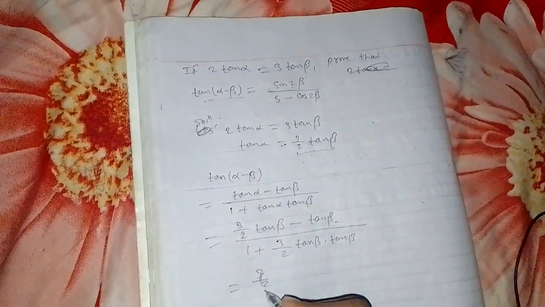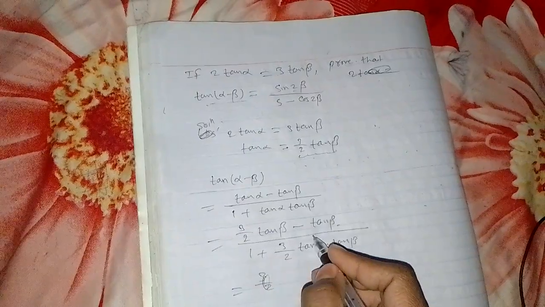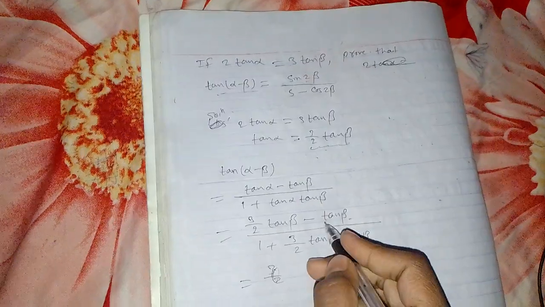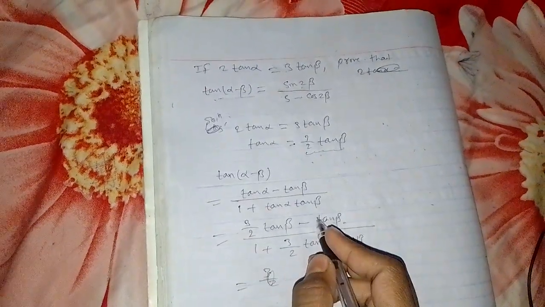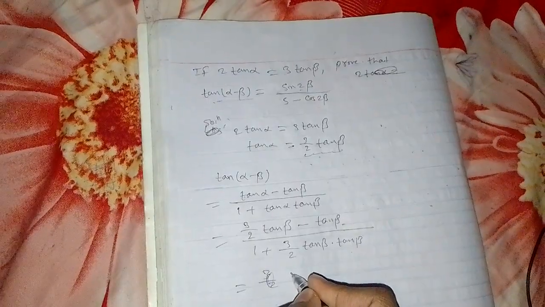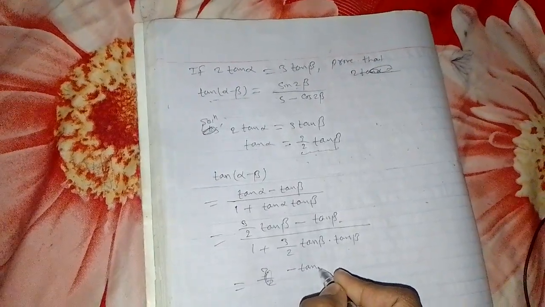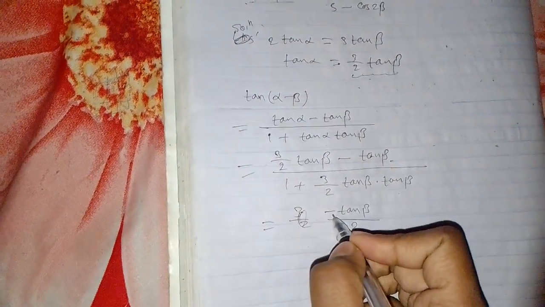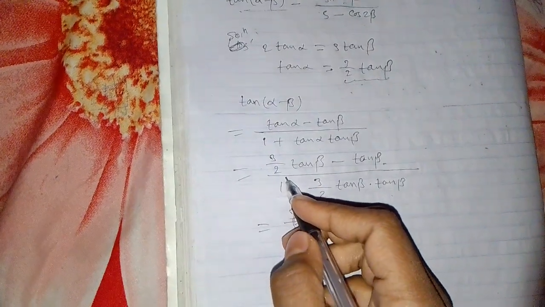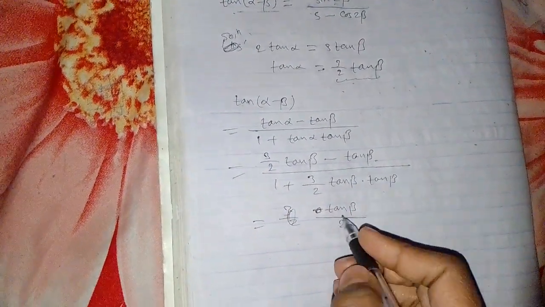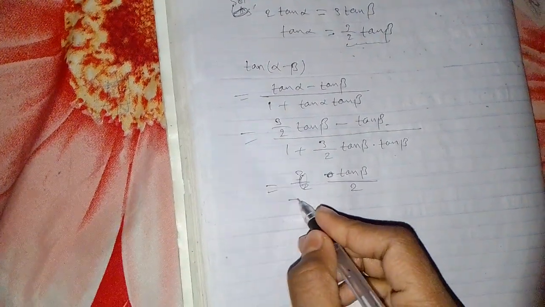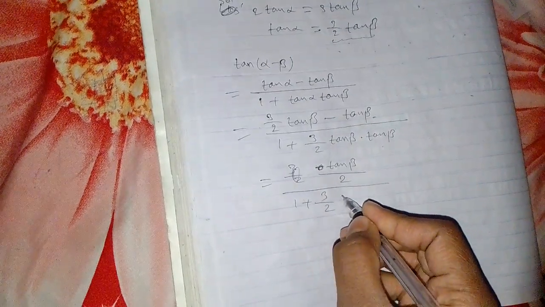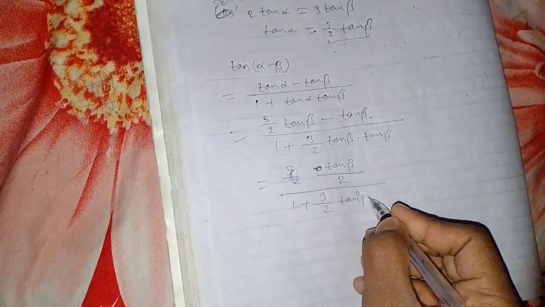So how do you change it now? 3 over 2 tan beta, this is 1. So 1 is 2 over 2. So 3 over 2 minus 2 over 2 is 1 over 2. I'm sorry, this will be tan beta, because this is 3 over 2 tan beta minus 2 over 2 tan beta, divided by 2. This is divided by 1 plus 3 over 2 tan squared beta.